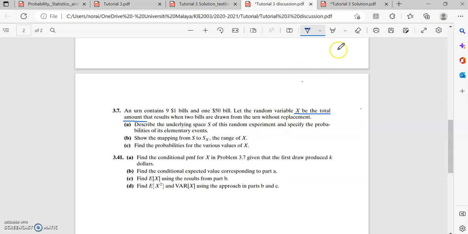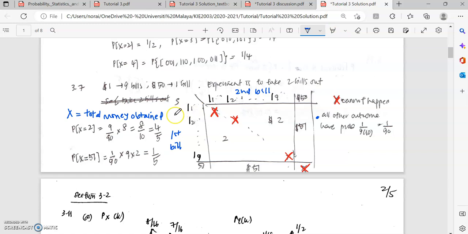If you look at the solution, this is describing what we have in the urn. The experiment is to take two bills and note X to be the total money that you've obtained from your first draw as well as your second draw, and it is without replacement. In this table, this side is the first draw, and this side is the second draw.